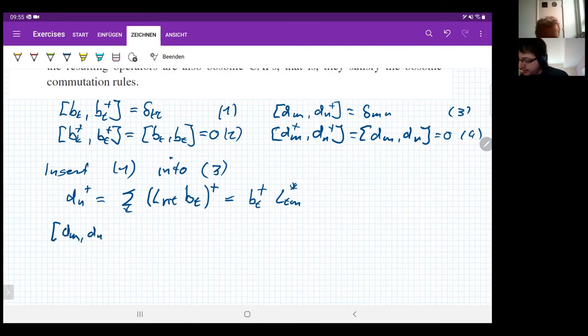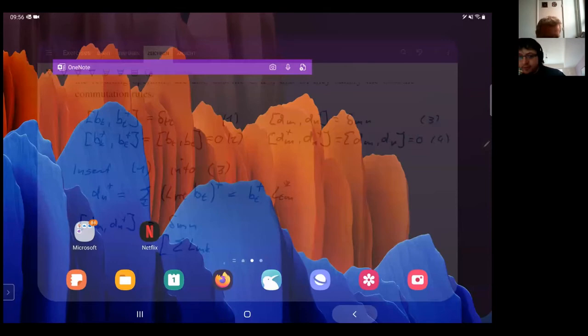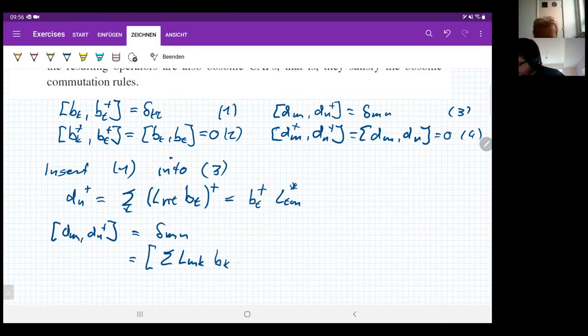Therefore we have the commutator of D_m and D_n dagger, which is a delta function delta_mn. Now we insert these definitions for D_m and D_n, and this is L_mk B_k, and the second sum over t, B_t dagger, and here we have L_nt complex conjugate.